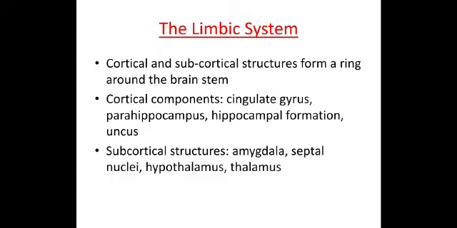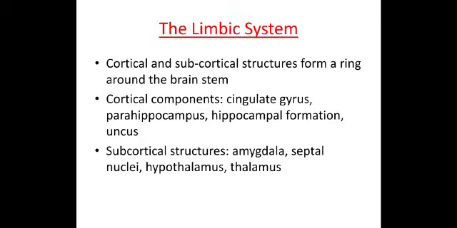So to understand this whole emotion, which has two components, the mental and the physical component, we need to know how they are processed and integrated, which is the neocortical processing and subcortical processing. So we have the limbic system, where limbus means ring. It includes cortical and subcortical structures, which form a ring around the brainstem.